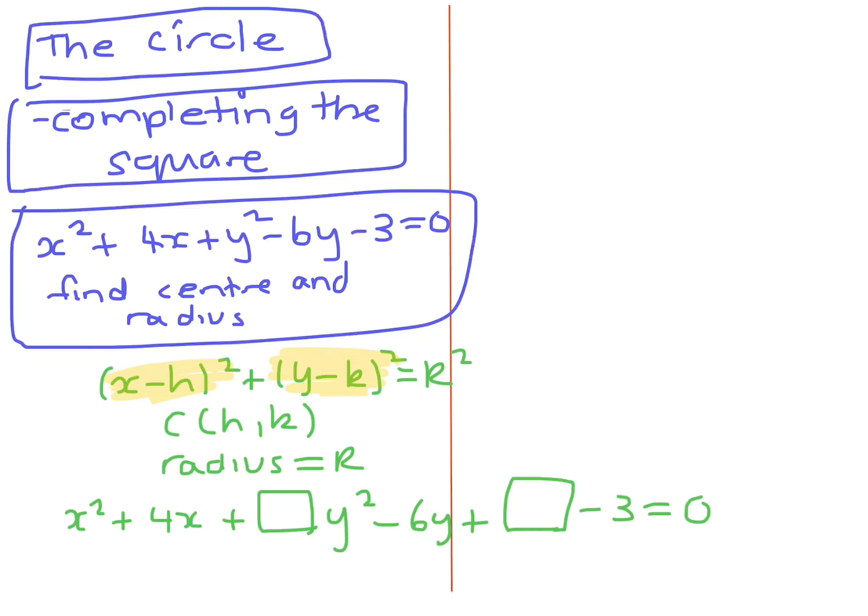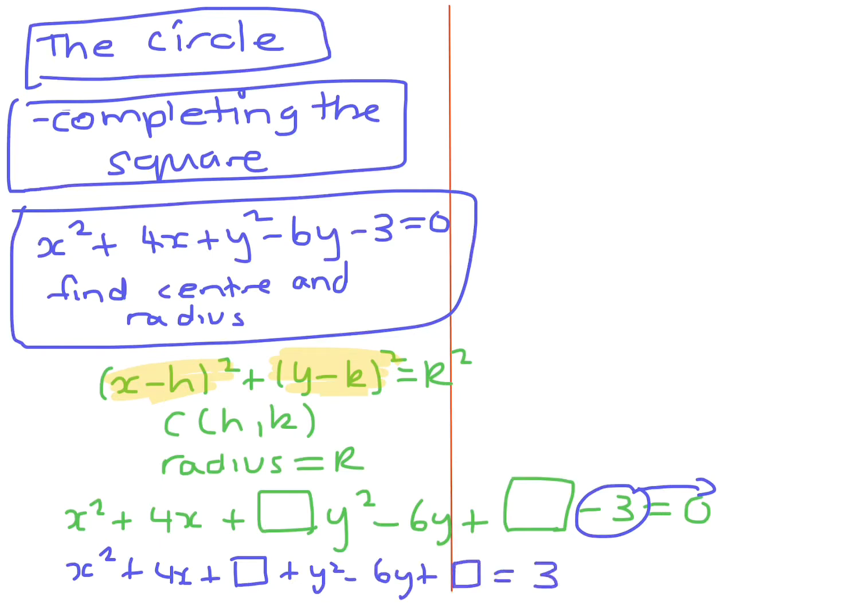Now, that minus 3 equals 0, we can actually move that to the other side. So we've got x squared plus 4x plus something plus y squared minus 6y plus something equals 3.